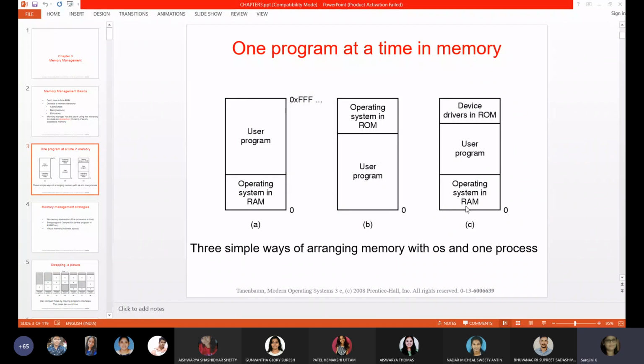So here the operating system is there in RAM, the user program is also there in RAM, but the device drivers, as a part of the operating system, will be separated and put inside the ROM. Okay, these are three different ways the memory and operating system can be arranged. This is not important.